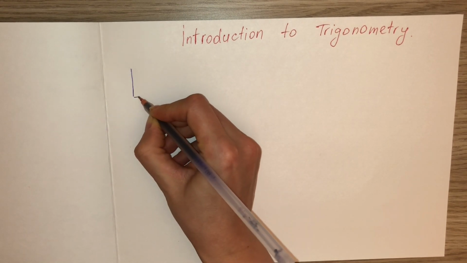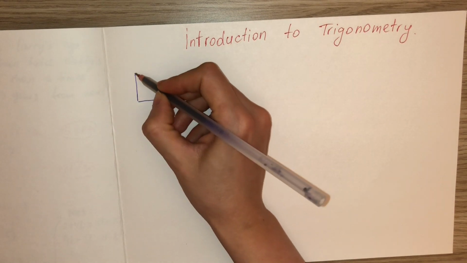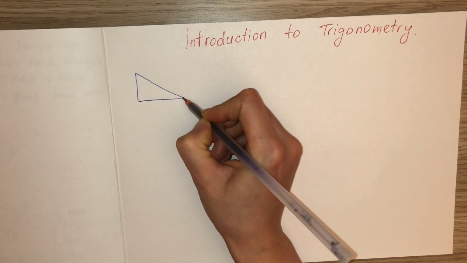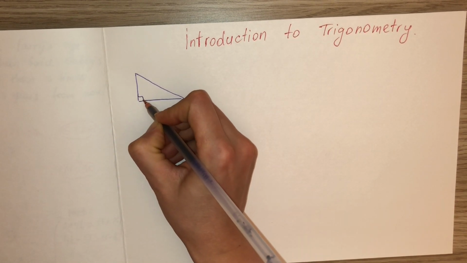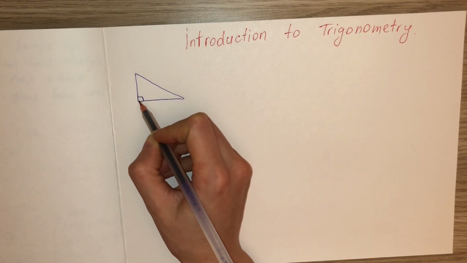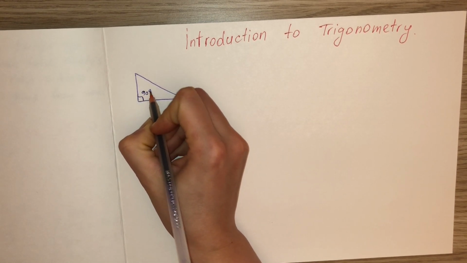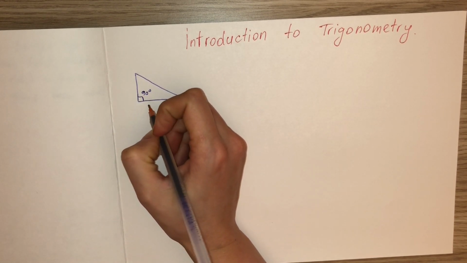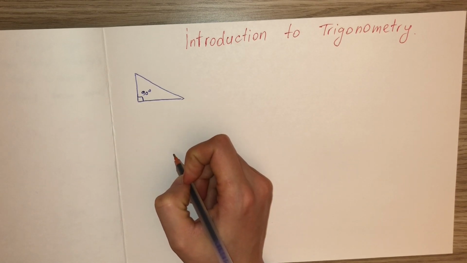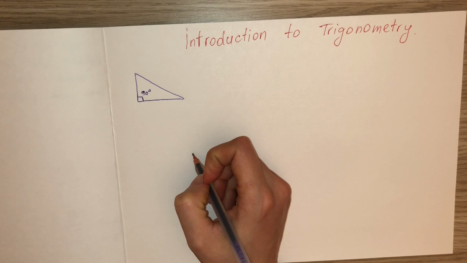This is the right angle triangle, and the angle is 90 degrees. Trigonometry is a system that helps us to work out missing sides or angles in a triangle.